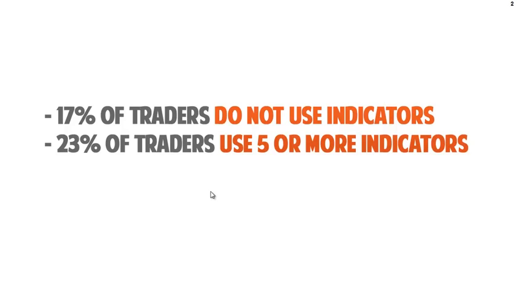Now, I got some very interesting statistics from this survey. One of the questions was, how many indicators do you use? And 17% of traders said that they use no indicators, which was actually quite surprising. I didn't realize there was such a big population of the Forex trading community that didn't use indicators. But then, the bad side of that was 23% of traders in the survey said that they use 5 or more indicators. And it's just crazy to use that many indicators. I don't even know how these people see their charts with 5 or more indicators on.